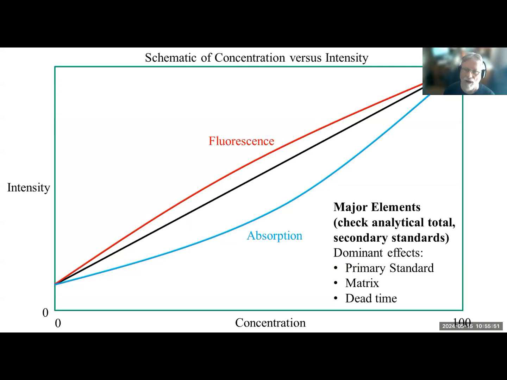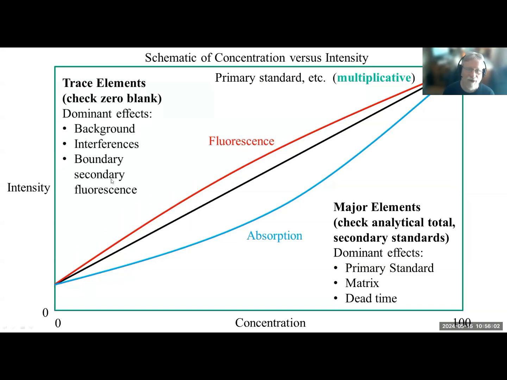It may or may not be a problem depending on the situation. And remember, these primary standard, these matrix corrections, these are all multiplicative effects, and you'll see why that matters in a minute. For trace elements, it's very different. For trace elements, the dominant effects are background correction, spectral interferences, and boundary secondary fluorescence, as I mentioned previously. And these corrections are subtractive. Okay, so in an absolute sense, they stay constant.